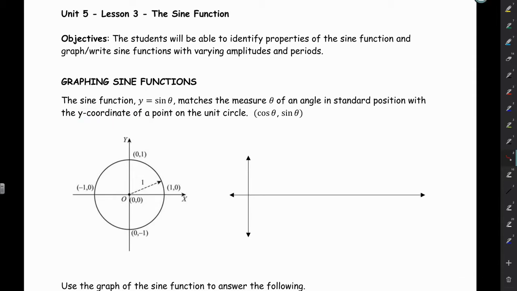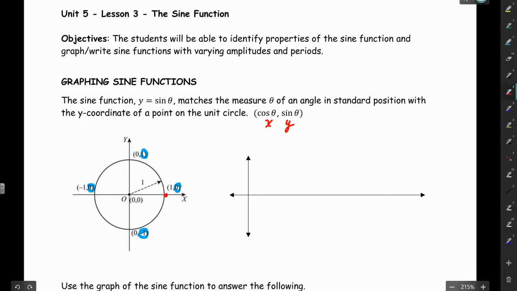Remember, when we're looking at coordinates on the unit circle, we said it's x comma y, cosine comma sine. So if we were to graph the sine function, we'd be looking at the y part of the coordinate. So let's write in what the angles are here.